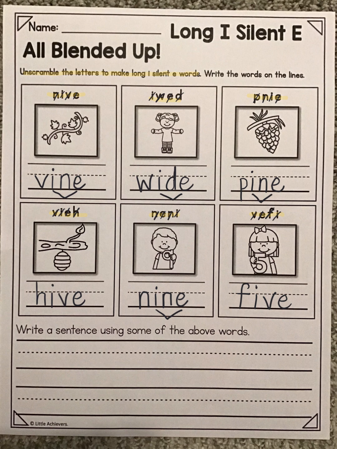Our next directions say, write a sentence using some of the above words. Can you think of a sentence that has some of those words? If you can think of a sentence by yourself, please do that now. Otherwise, you may write the sentence I'm going to write. I am going to use the word 9 and hive. My sentence is, I see 9 bees on the hive.